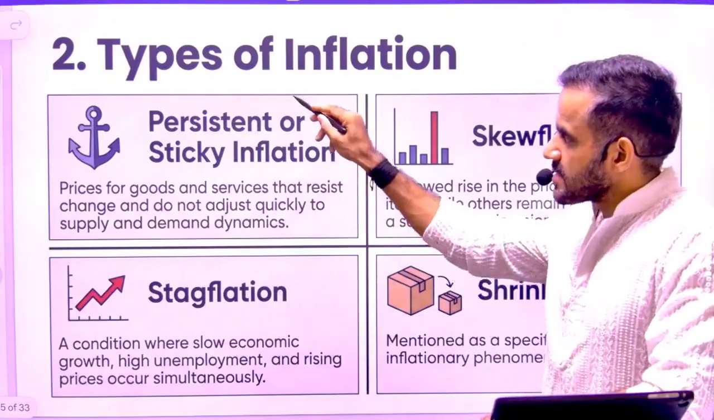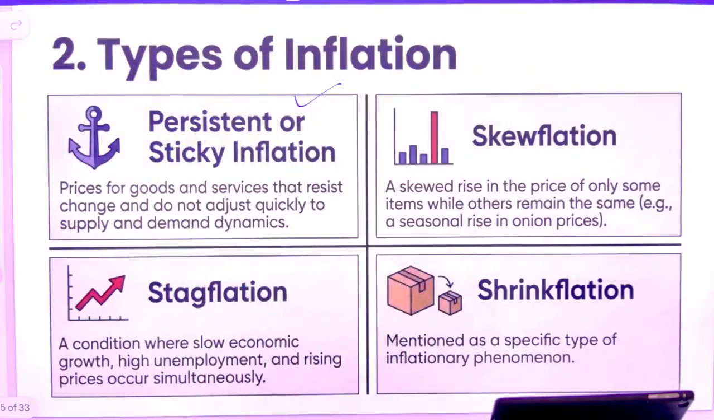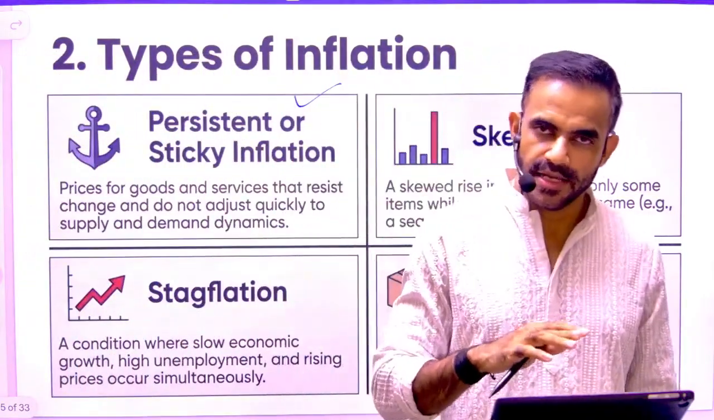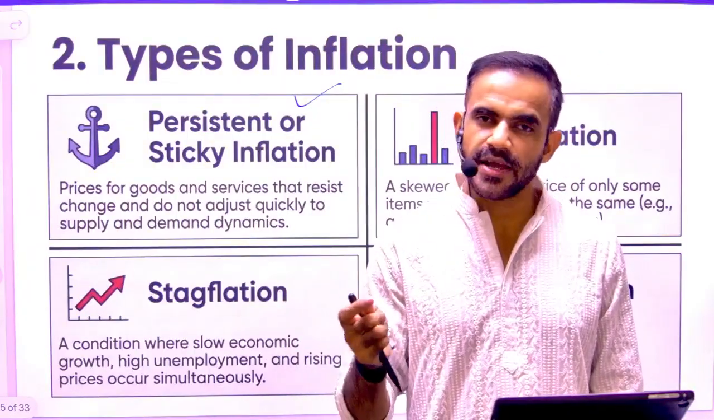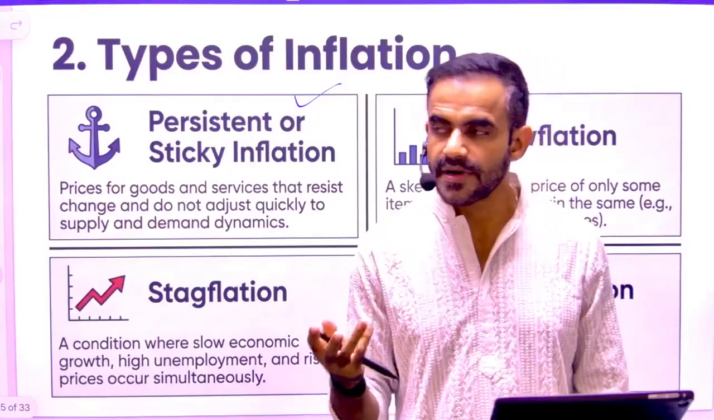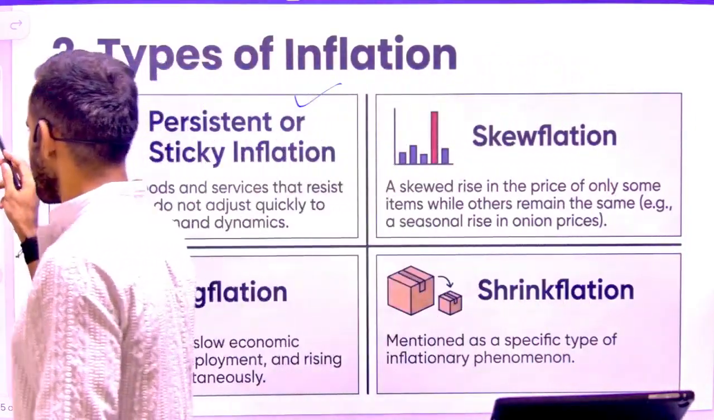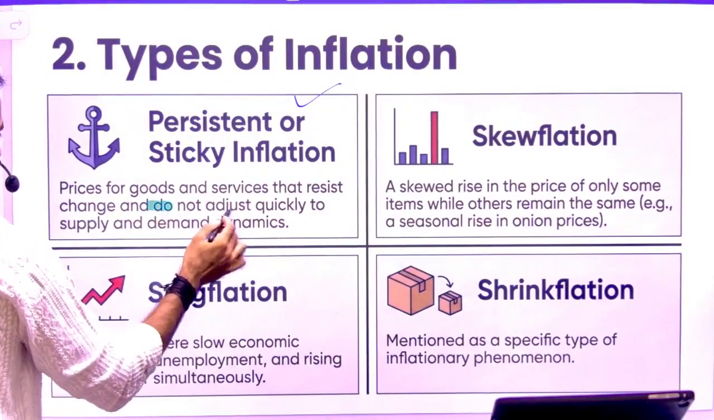Next type is persistent or sticky inflation. Now, as the name suggests, persistent basically means this inflation is there for a long time and it is not changing frequently. So for example, let's say throughout the season, the price of tomatoes was more or less high. That simply means the inflation was there throughout the season. Even if the government tried a lot of things, the price is more or less there. And that is referred to as persistent or sticky inflation. Just remember the keyword and then you will be able to understand it. In this case, the prices are sticky and they do not change frequently.